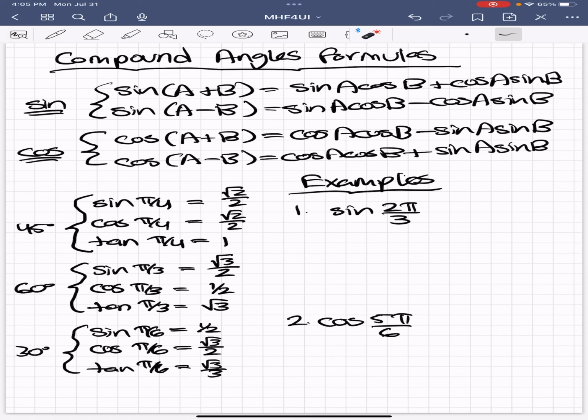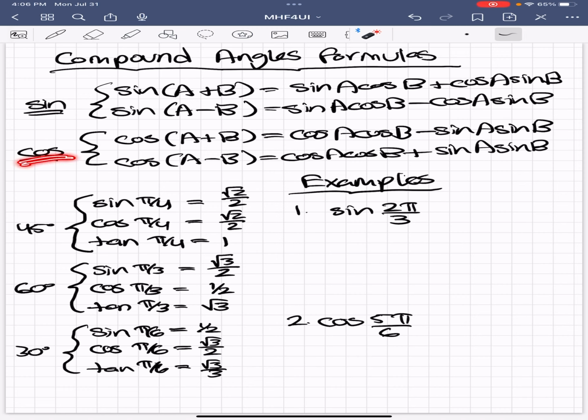Okay, so we have compound angle formulas. We're also going to be using these for special triangle applications. So we have sine A plus B equals sine A cos B plus cos A sine B. And that's for sine A plus B. We have sine A minus B, which is sine A cos B minus cos A sine B. And those are the sine compound angle formulas.